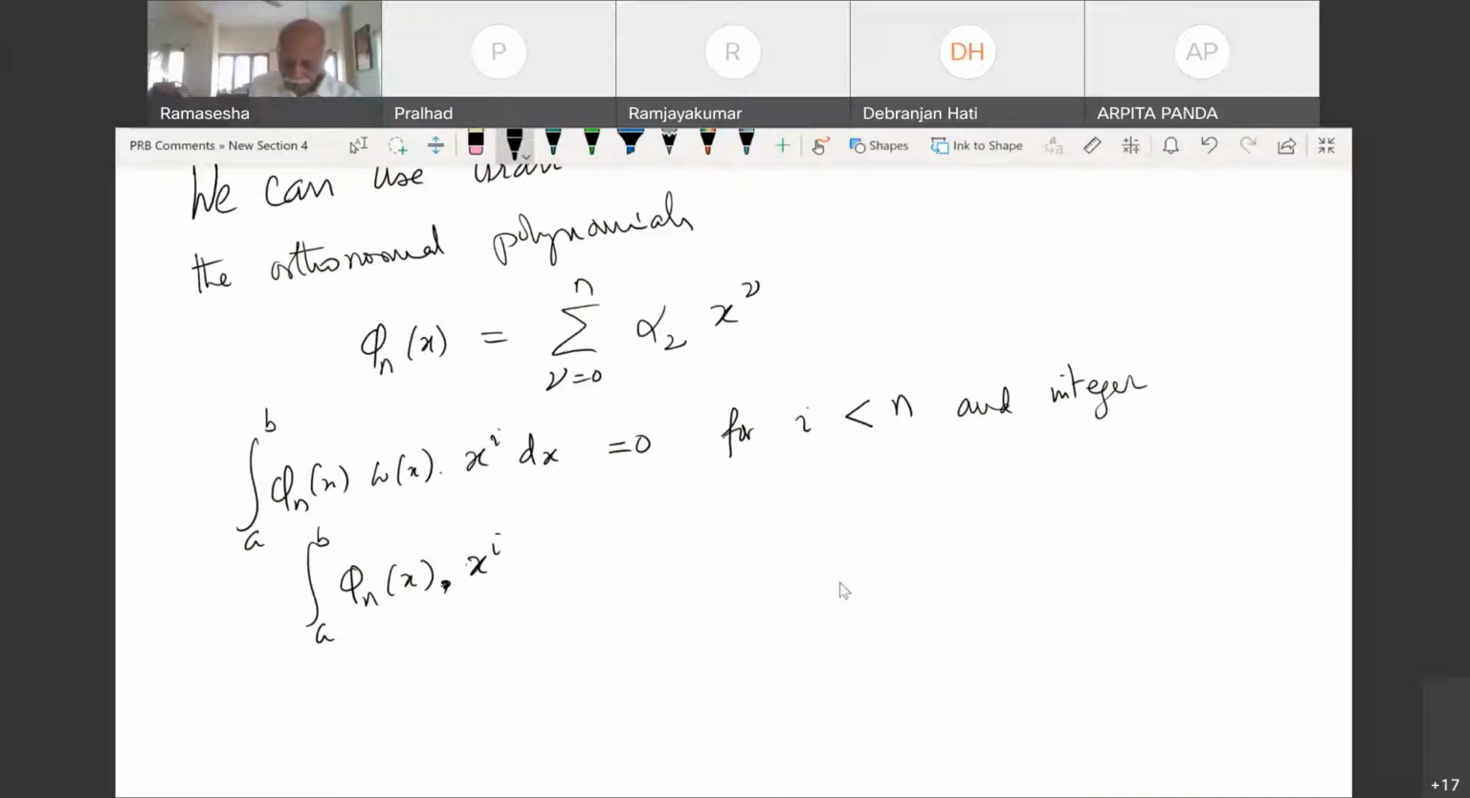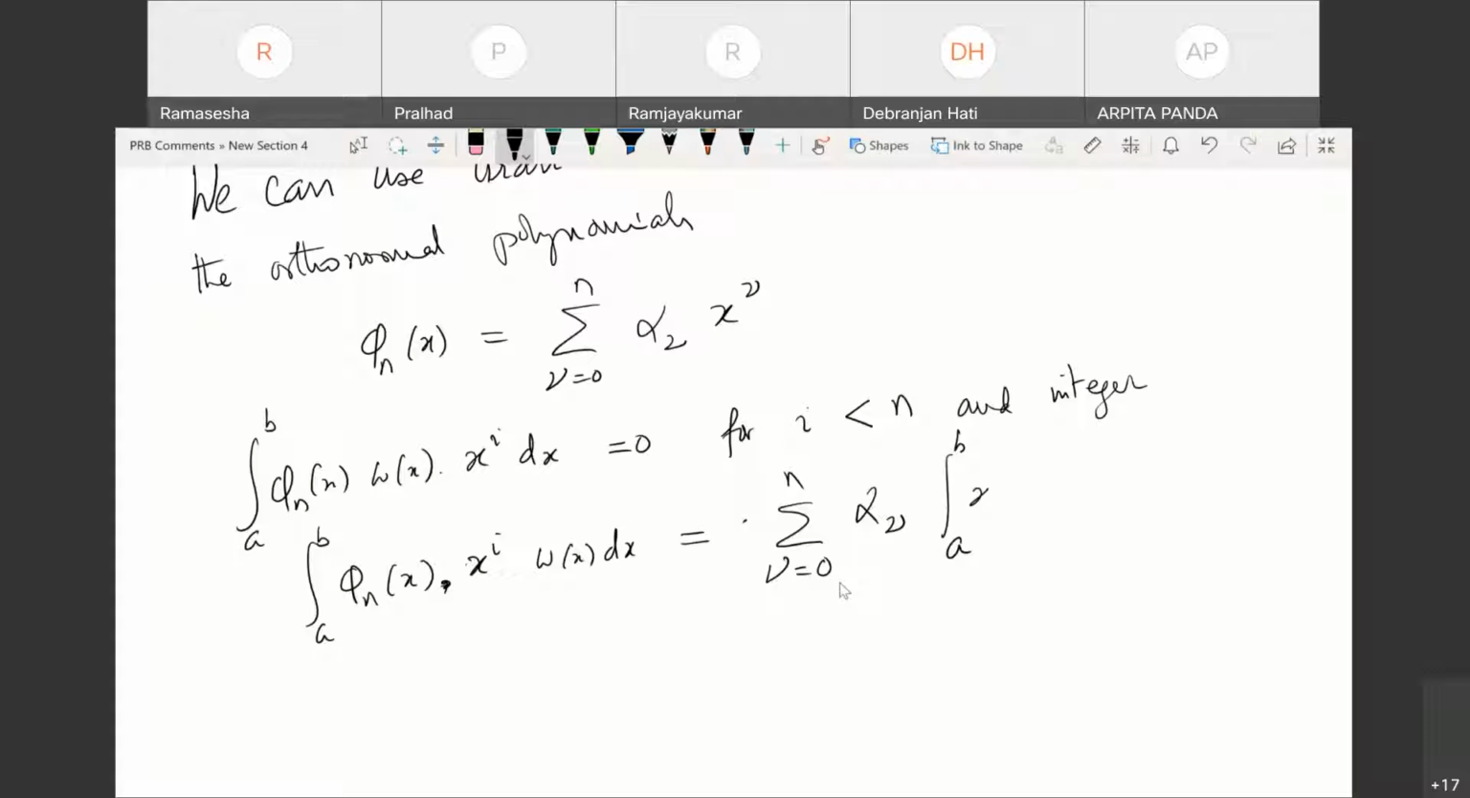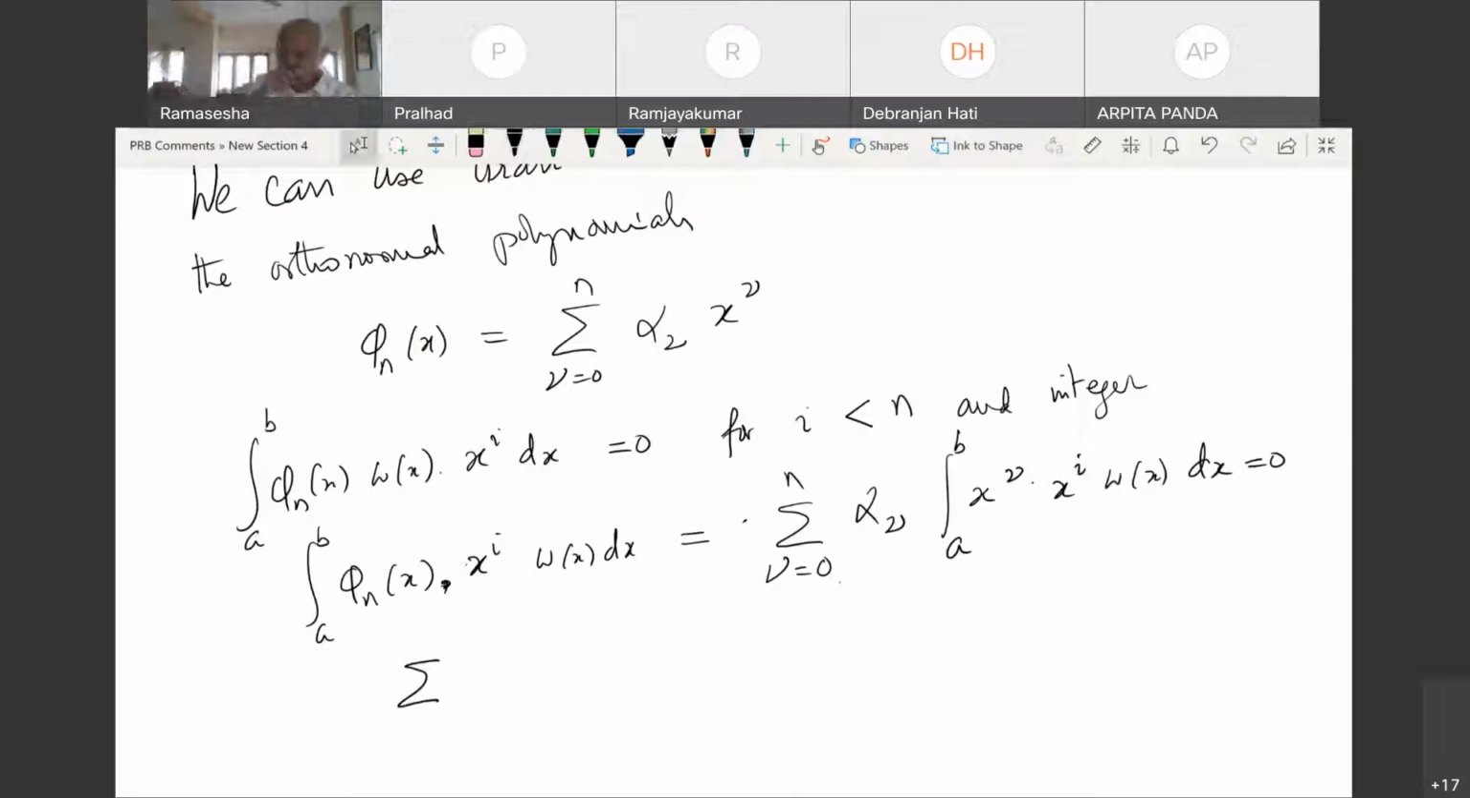The sum over nu equal to 0 to n of alpha nu times the integral from a to b of x to the nu times x to the i times w of x. So what does it mean? All right, sigma over. Let me expand the sigma over.